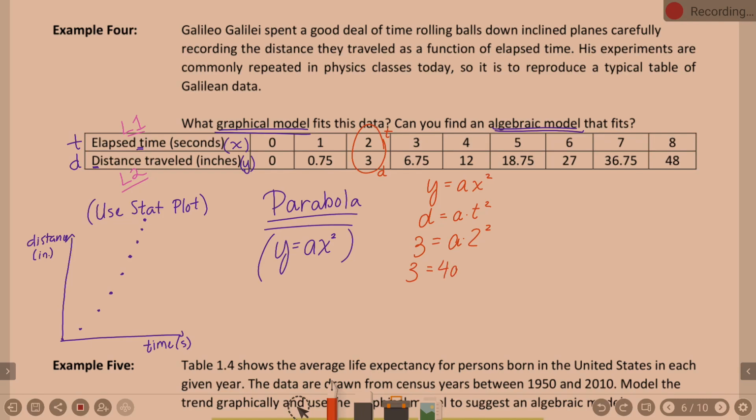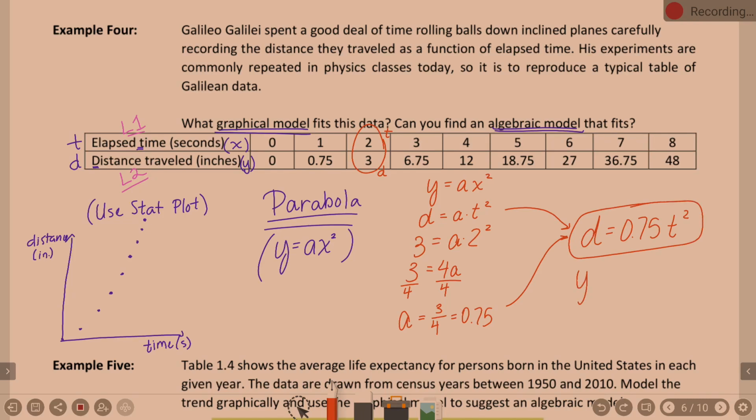What do you know about a? A is 3/4. You can express that as 3/4, or you could express that as 0.75. So what does that make my equation? If you put this together, my equation, instead of d equals at squared, is going to be d equals 0.75t squared. If you wanted, you could say y equals 0.75x squared.